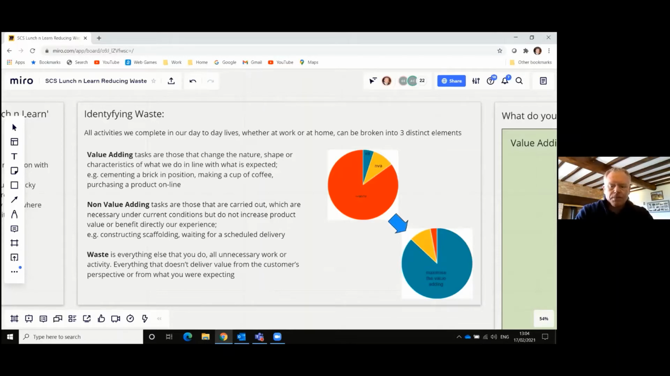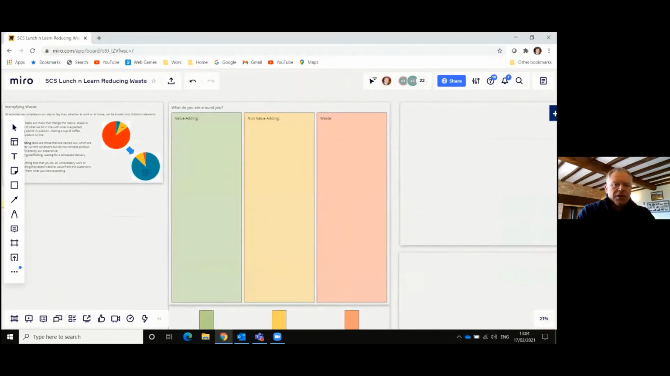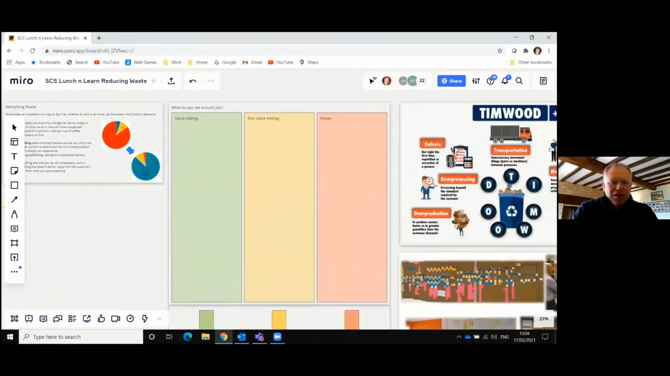So this is your opportunity now to share with me what you see as your value adding. So value adding are the things that add form or function to a specific task. Please feel free to add your comments in what you see around you as your value adding. Please feel free to add in the comments there what you see around you as non-value adding, and also what you see as waste in your activities. So I can see some post-it notes going on there now, and I'll just give you a minute or two to have a look at that.